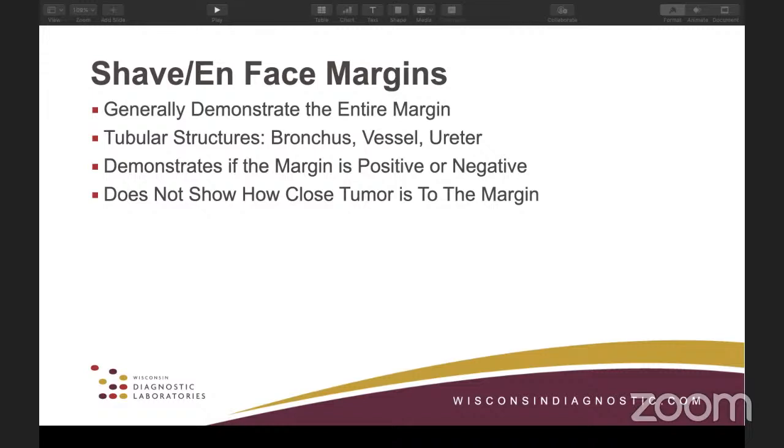The shave or en face margin demonstrates if the margin is positive or negative, right? Another example is the margins in a colon specimen or any kind of bowel specimen, really. You can shave off the end of the margin, usually fit it in one cassette or sometimes two, maybe three, but you can show the entire margin and show if it's positive or negative. Now, the shave or en face margin does not show how close the tumor is to the margin. It just shows if the margin is positive or negative. So you're often going to use this if your tumor is far from the margin.